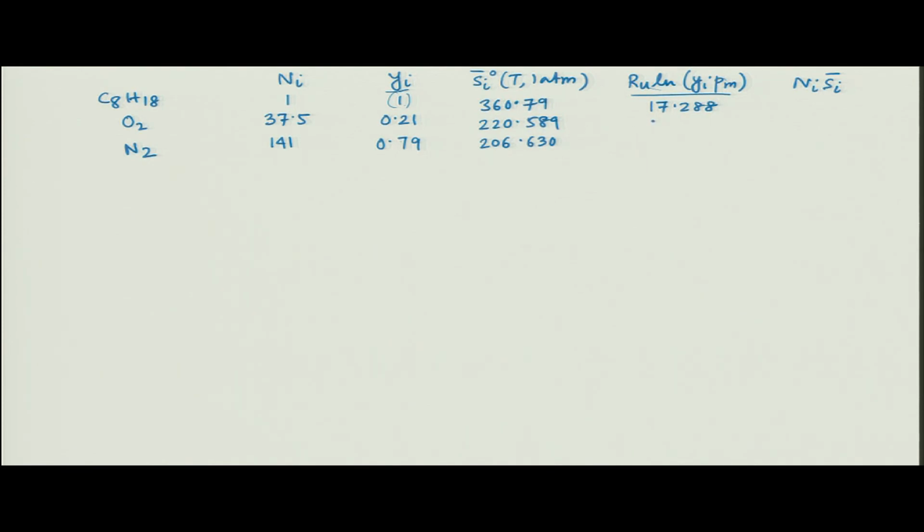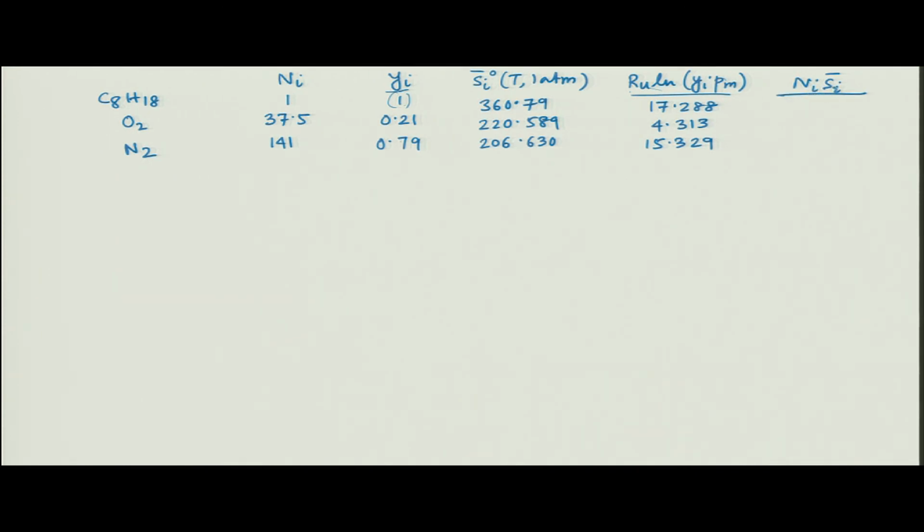Similarly, here the value will be 8.314 times log of Yi, which is 0.21, times Pm of 8 atmospheric pressure. So 0.21 times 8, and you take a log, the value will be 4.313, and here the value will be 15.329. Now you can evaluate this parameter.